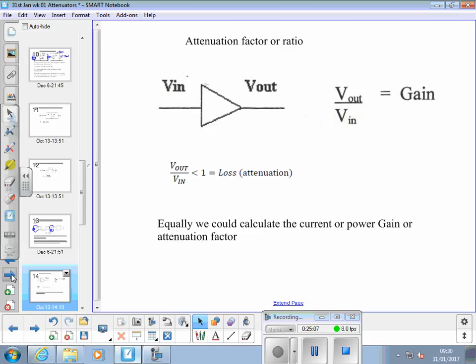So if we're putting 10 volts in and getting 5 volts out, we have an attenuation factor of 0.5, less than 1. Yeah, that would be the gain factor. A multiple of, so 5 in, 10 out, amplification of times 2.